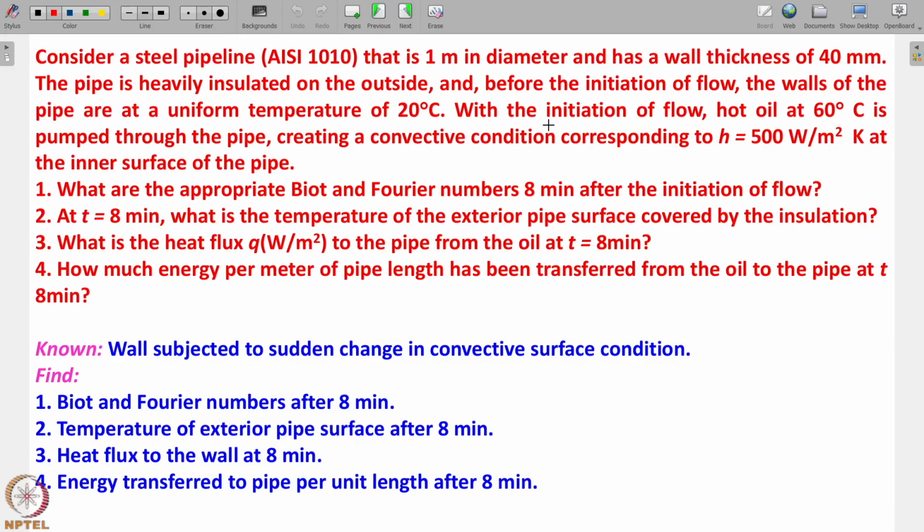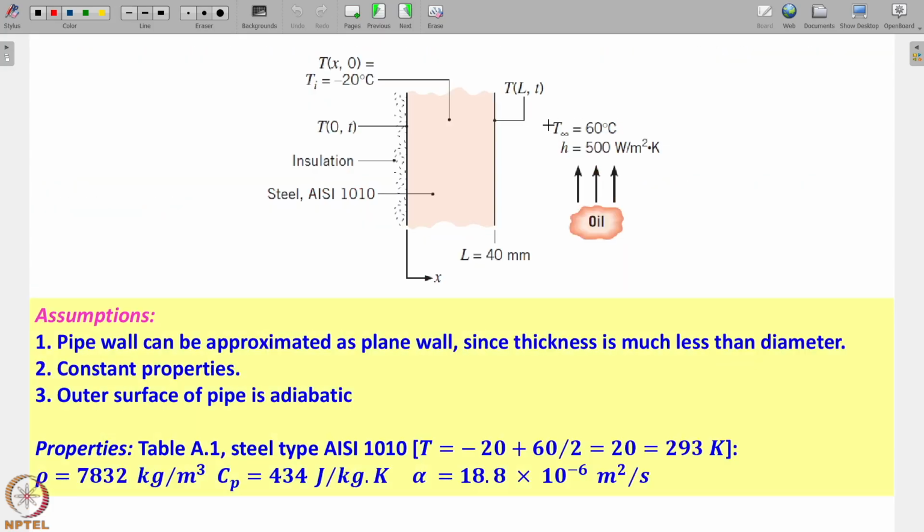In the problem, there is a plane wall, a simple plane wall. Let me explain this problem. Actually it is a pipe. Let me read the problem and then we will come back.